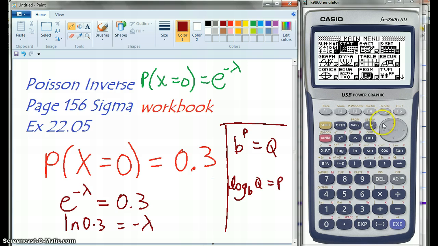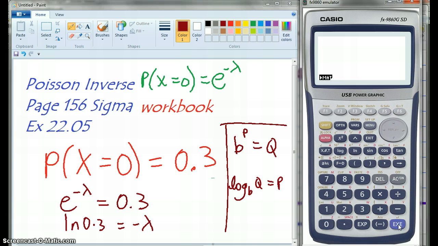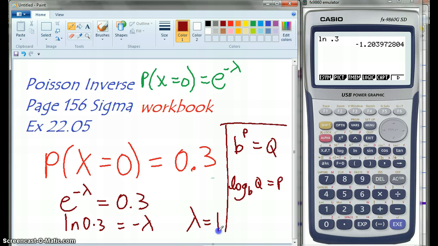So now this is looking sweet as. I just need to find my log button. It's just an ordinary log thing, ln, no fancy button, it's already there. 0.3, the calc students can tell me that, equals that. And that's already got a negative sign, so lambda equals 1.204 with a bit of rounding. So I'll check my answer. Okay, so that's correct, that's sweet.